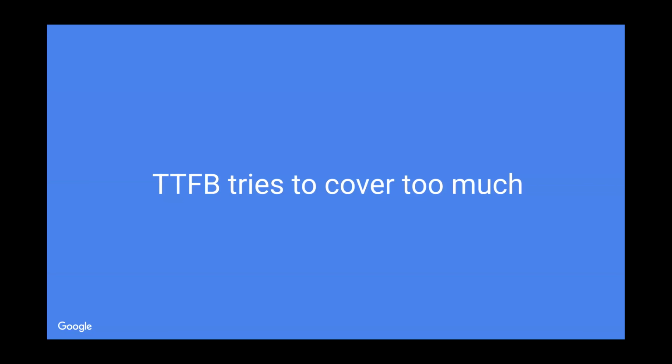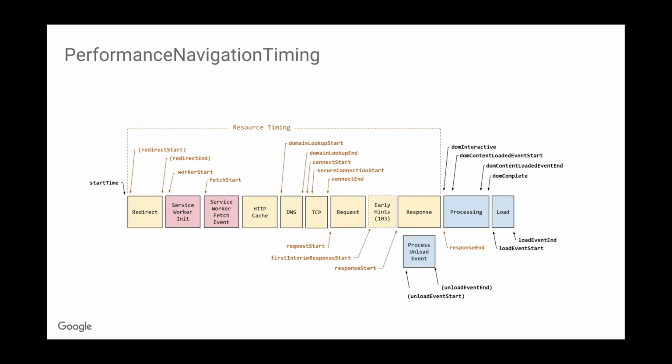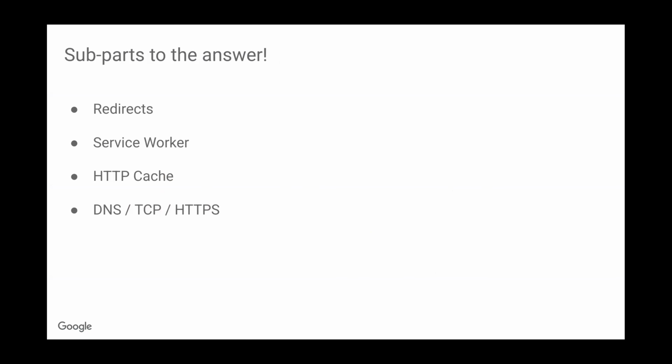And the basic problem in my mind is that TTFB tries to cover too much. So going back to Performance Navigation Timing, with lots of these little things, TTFB tries to cover all of this. And the endpoint is messy, and we'll come to that in a minute. And the problem with that is you can't really use it then to understand any individual parts of this. So subparts are the answer.